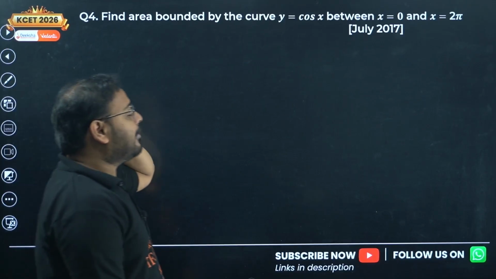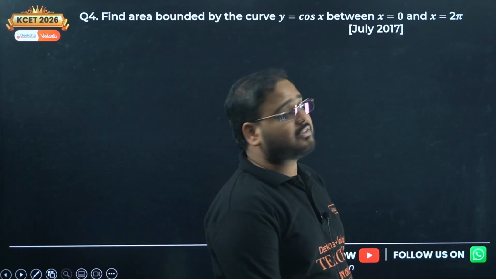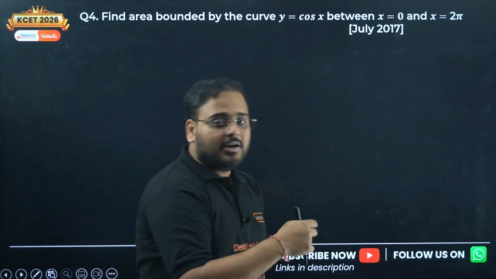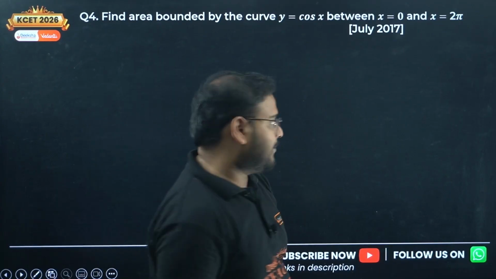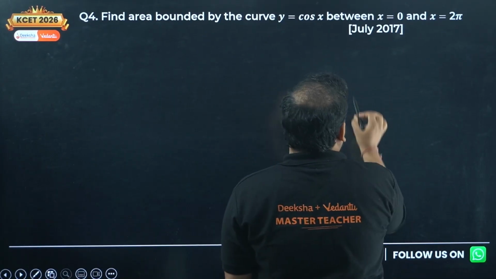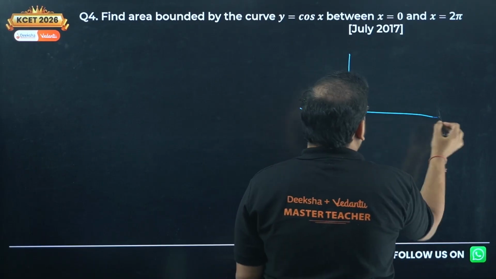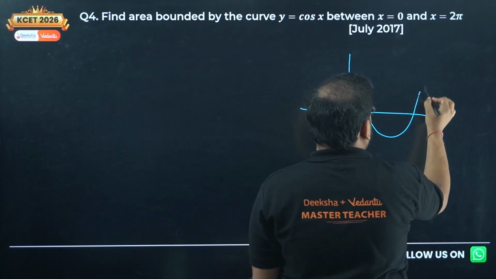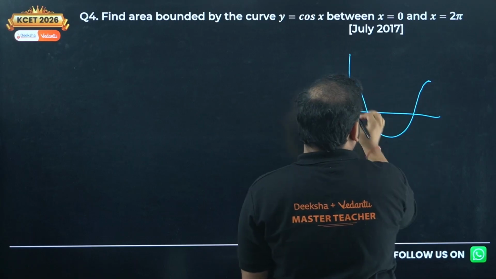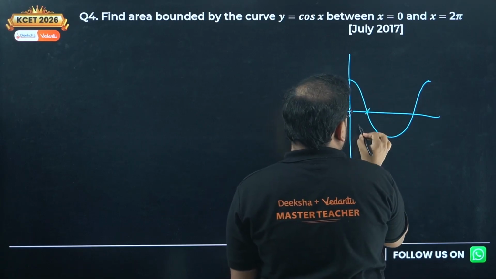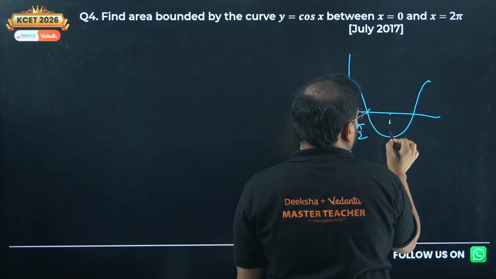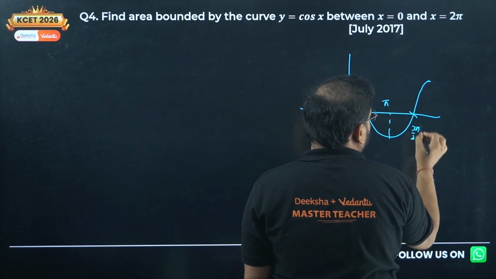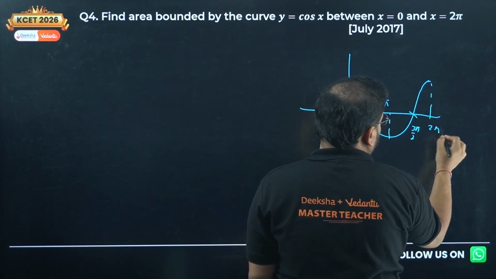Area bounded by the curve y equal to cos x between x equal to 0 and x equal to 2 pi. As I said, I have mentioned all the different types of questions. You can see it's pretty evident from the given statement. Cos x from 0 to 2 pi looks like this. This is 0. This right here is your pi by 2. This will be your pi. This is 3 pi by 2, and this here is your 2 pi.